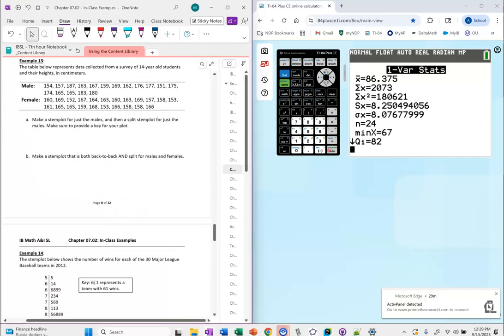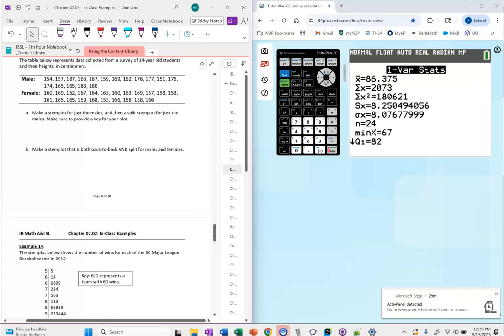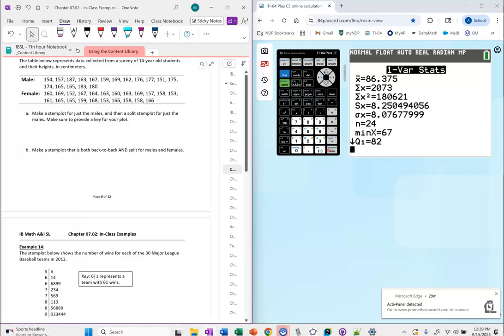All right. Make a stem plot for just the males, and then split it for just the males. Make a key, make a stem plot that's both back-to-back and split for males and females. We're just gonna do one of these, an abbreviated version of it. So if I look at these data sets, what does my stem have to include?